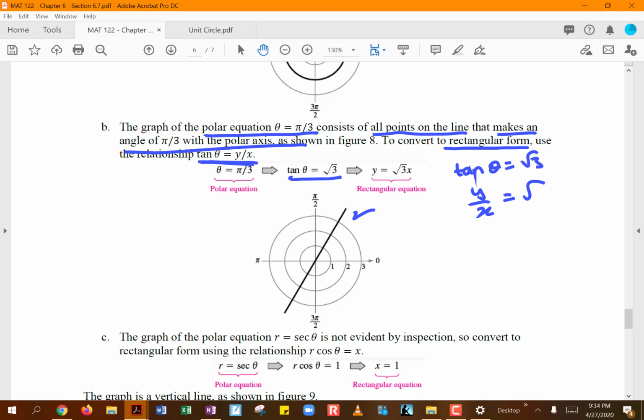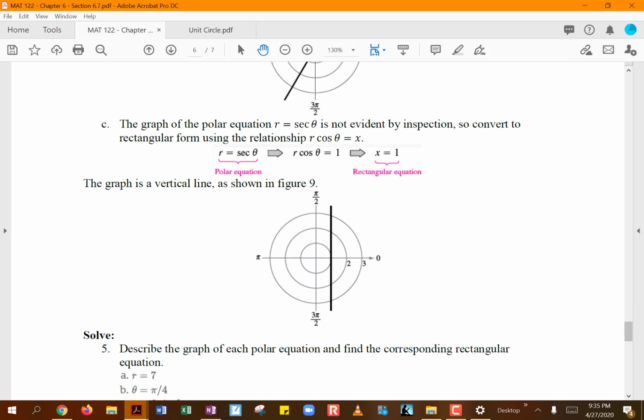That should be 3, and then multiply both sides by x, cancels out on the left hand side, and you end up getting square root of 3 times x as your rectangular equation. So that's how they came up with it, and that will again represent the same line over here. So again, you would get the same equation or same graph from the polar form as you do with the rectangular form. Okay?